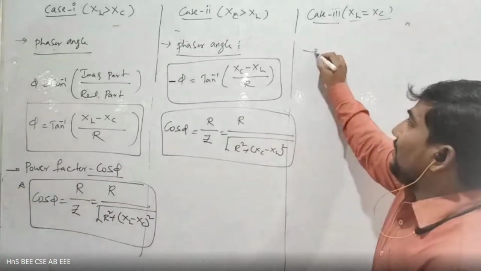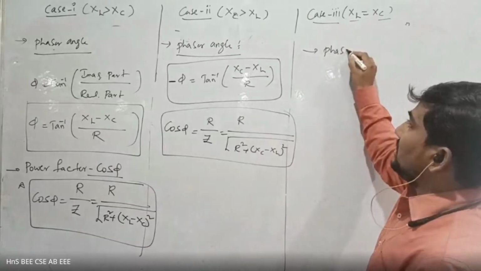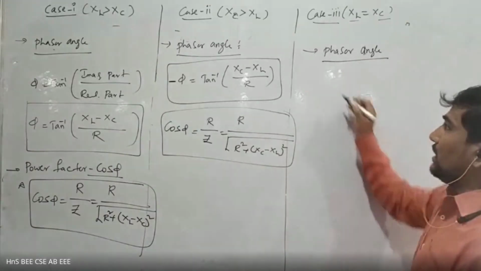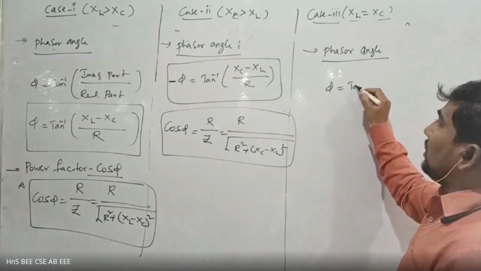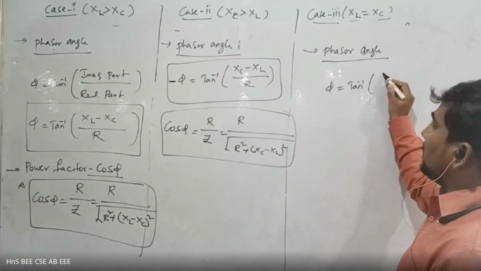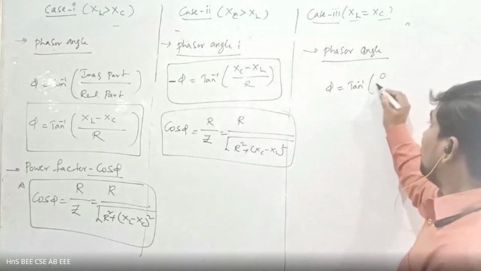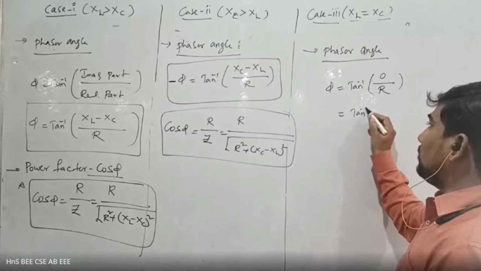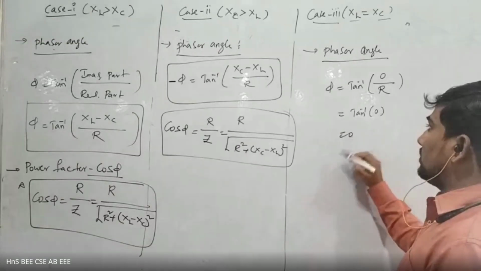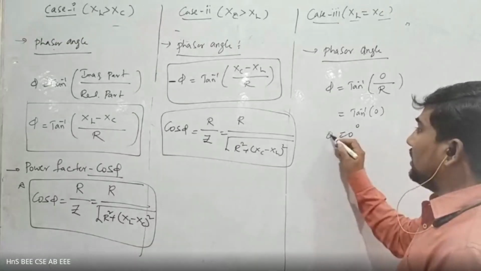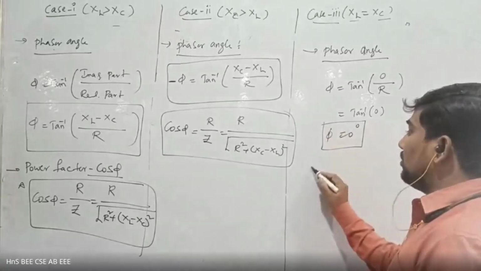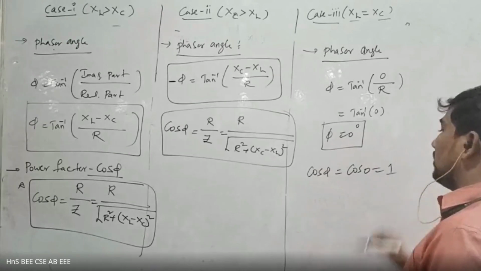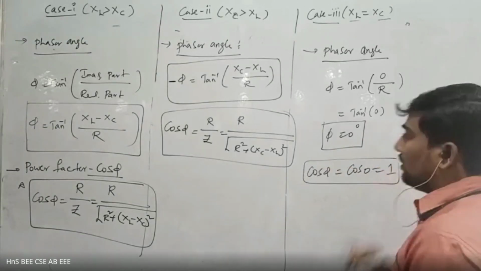Next, coming to the phasor angle of case number 3. Phasor angle of case number 3, phi equal to tan inverse of imaginary part by real part, where the imaginary part is 0 in our case number 3. Tan inverse of tan 0, that is 0 degrees. That is cos phi. Now cos phi equal to, simply I am applying cos 0 equal to 1.